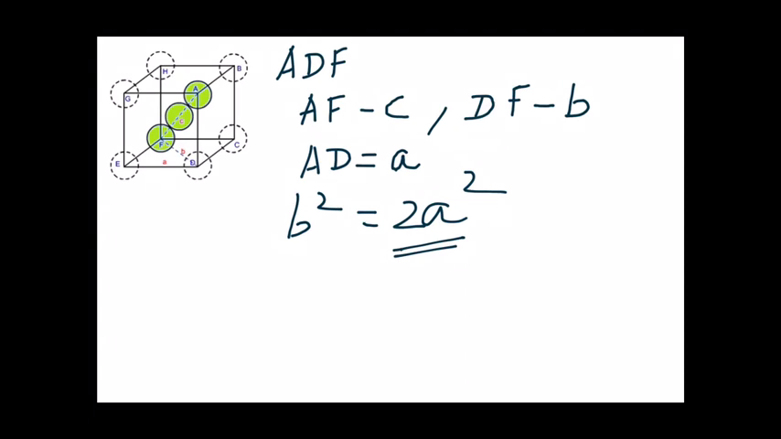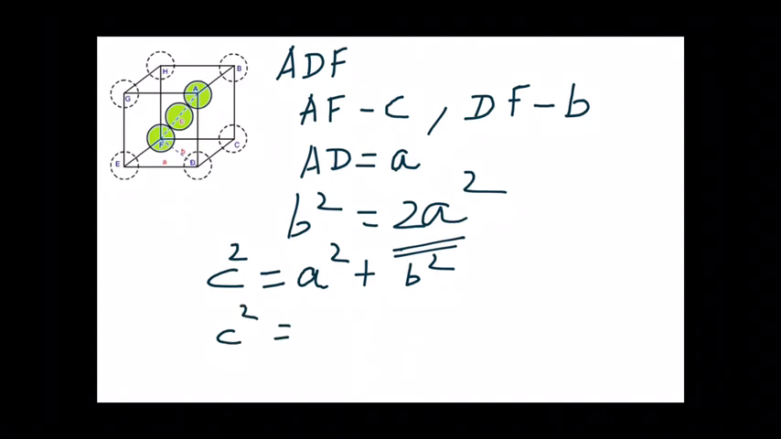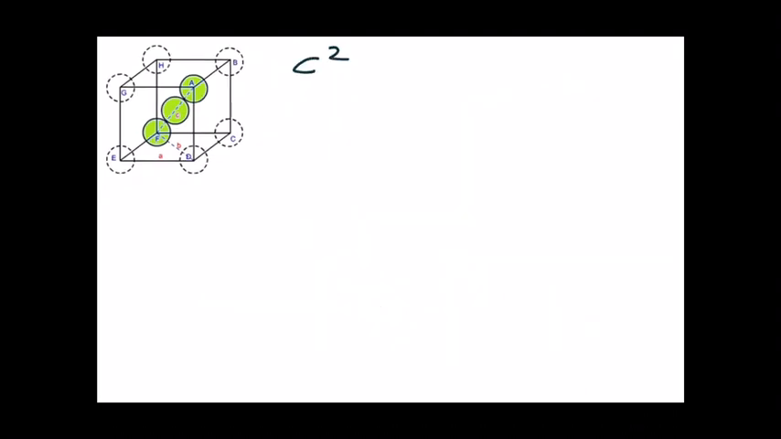Now we are bothered about the triangle ADF and the hypotenuse AF. So according to Pythagoras theorem, for the triangle ADF, the hypotenuse C square is equal to the sum of the squares of the sides AD, which is A square, plus DF, which is B square. And what is B square? It is 2A square. So C square is equal to A square plus 2A square, that is equal to 3A square. Hence C is equal to root 3 A.